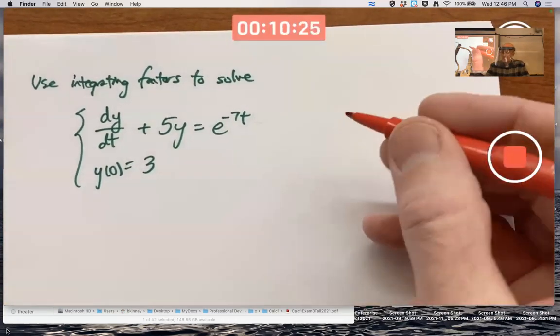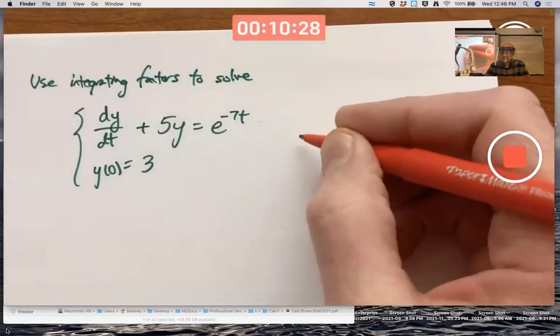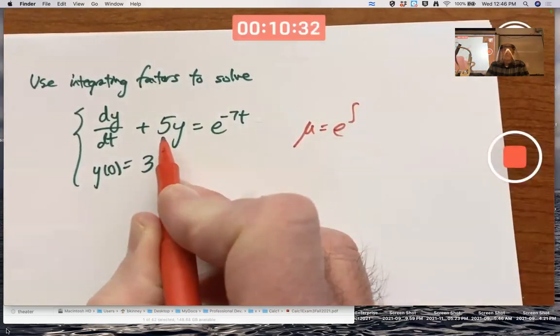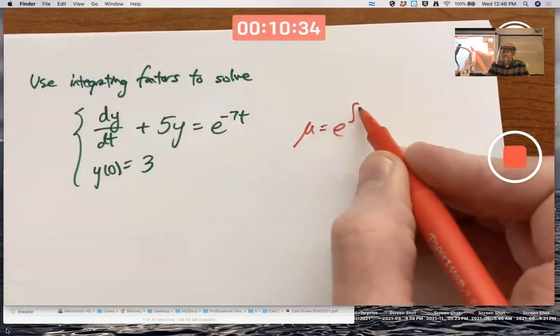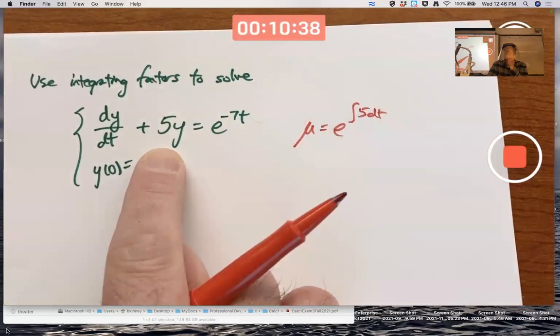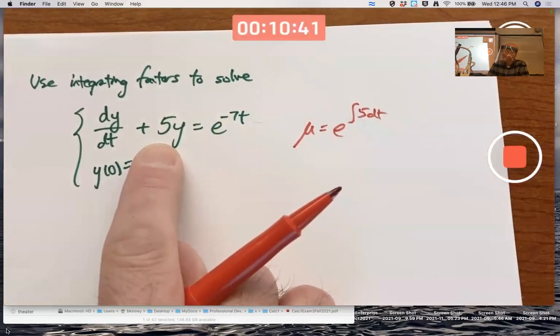So let's just quickly do the integrating factor method. You want to let mu equal e to the integral of whatever's in front of the y there, which is a constant in this case. The integrating factor method does apply to this situation, even if that's not a constant. I don't know if you remember that.